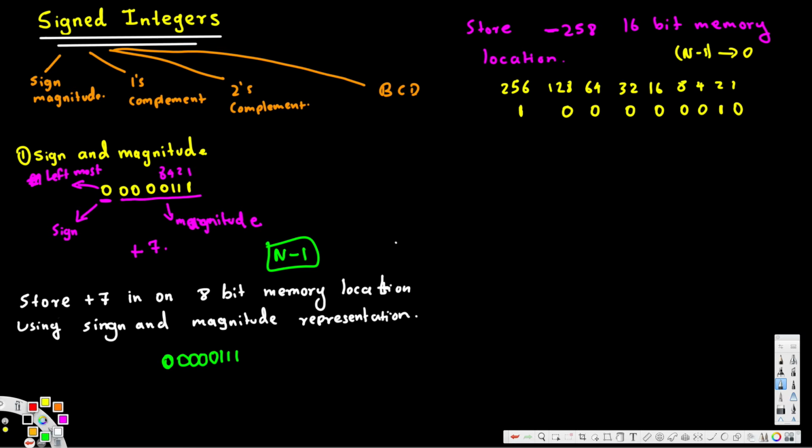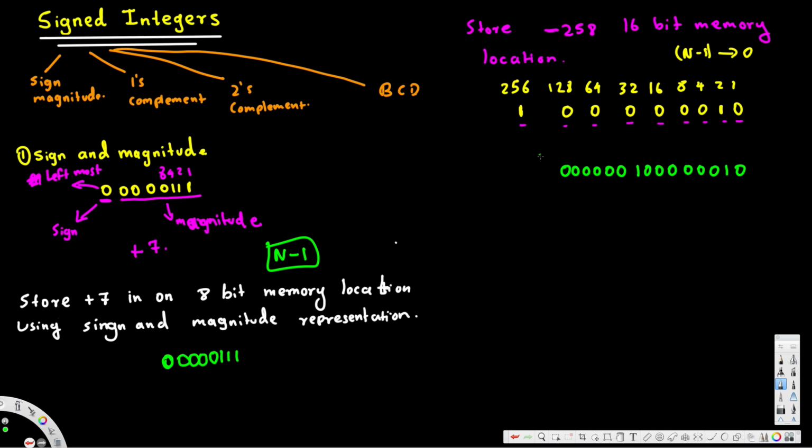Let's see how many are already used: 1, 2, 3, 4, 5, 6, 7, 8, 9. What is 15 minus 9? 15 minus 9 equals 6. So we have to put 6 more zeros in front of this, because 9 are already used, to make it 15. So 1, 2, 3, 4, 5, 6. Then the number is 1, 0, 0, 0, 0, 0, 0, 1, 0. Now 15 bits are filled: 1, 2, 3, 4, 5, 6, 7, 8, 9, 10, 11, 12, 13, 14, 15.